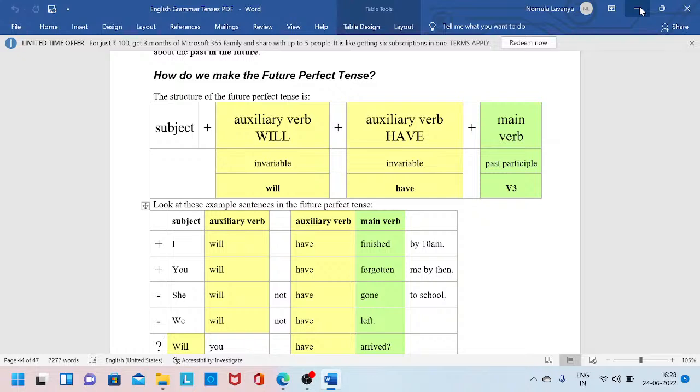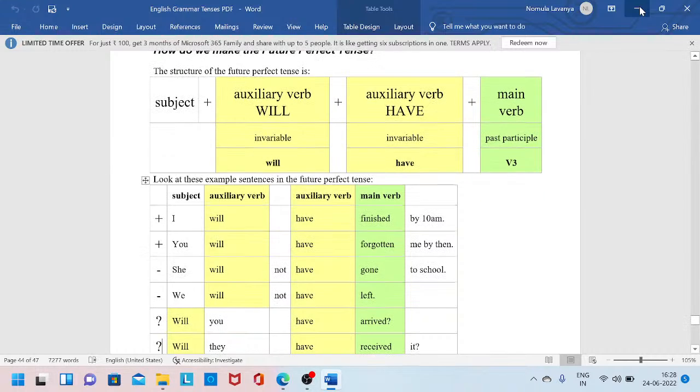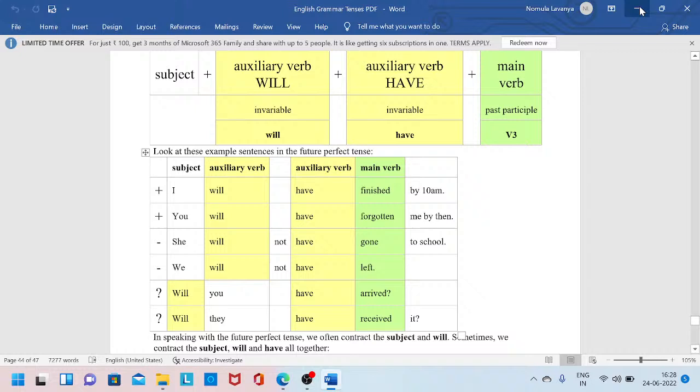So for negative sentences, as usual, we'll be inserting not in between the auxiliary verbs. She will not have gone to school, she will not have left. And for the question form, as usual, the subject and the auxiliary verb get exchanged.